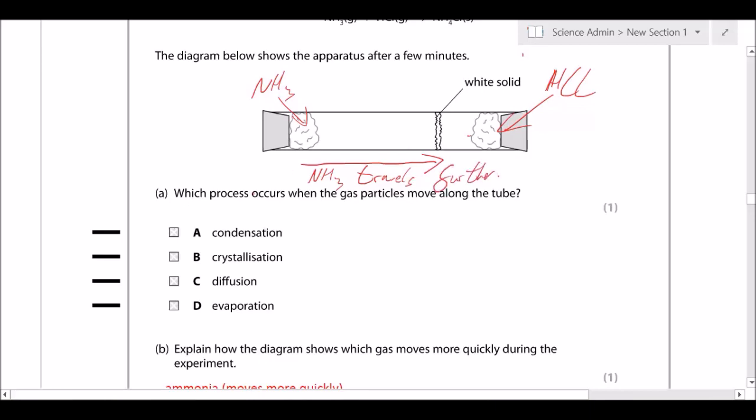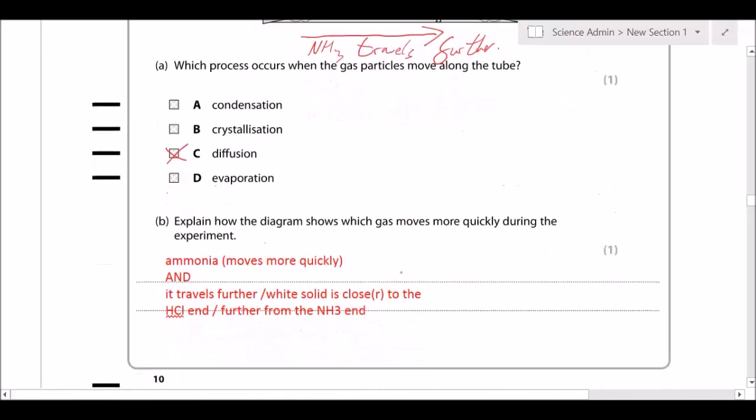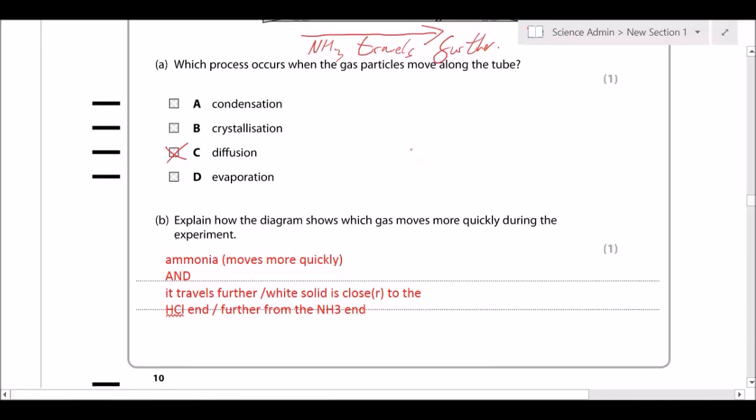Okay, so which process occurs when the gas particles move along the tube? You should have got this as diffusion, bumping randomly into each other and distributing randomly across the tube. Explain how the diagram shows which gas moves more quickly during the experiment.